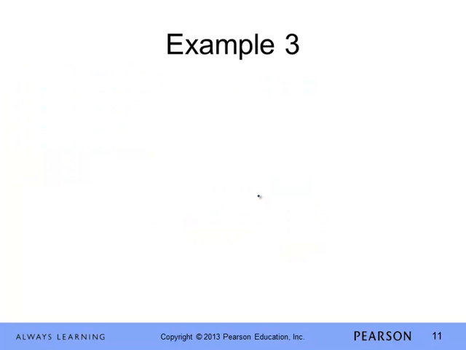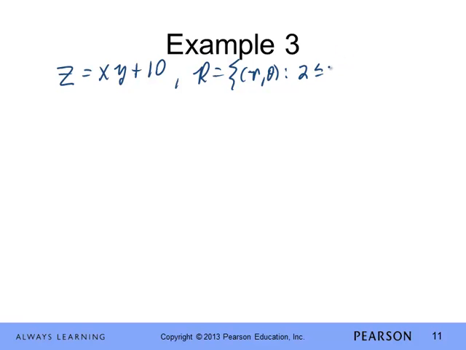All right, let's do another example here. We're going to find the volume of the region beneath the surface z is equal to xy plus 10, above the annular region R equal to the set of r, theta such that r is between 2 and 4, and theta is between 0 and 2 pi.